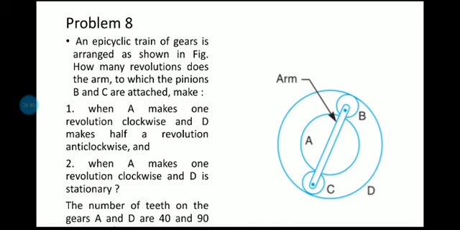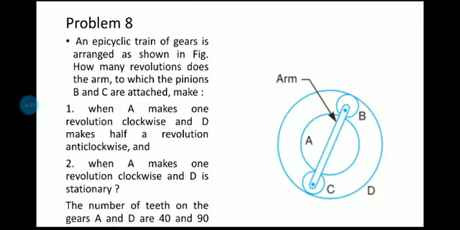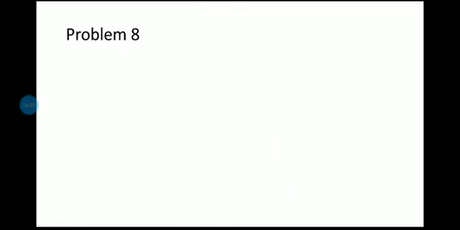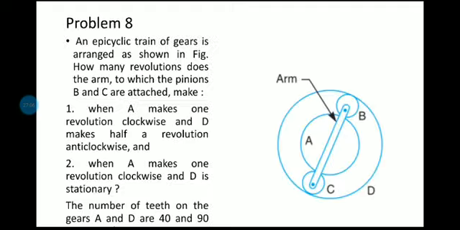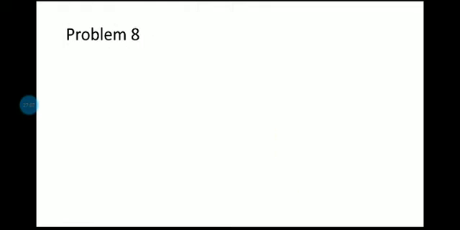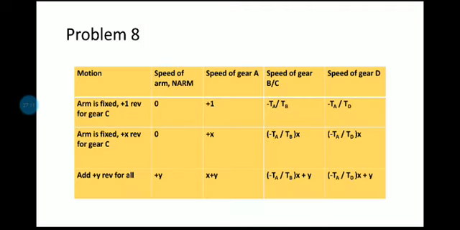Number of teeth on the gears A and D are 40 and 90. So you have to find it for C and B. From the diagram you have to develop some expression to get the number of teeth on B and C. I already gave it, just go through it. So you'll get TC as 25. You know that both are same gears, so TC will be equal to TB. TB will also be 25. Then form the table.